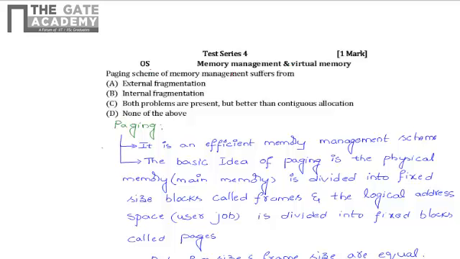Paging scheme of memory management suffers from: option A, external fragmentation; option B, internal fragmentation; option C, both problems are present but better than contiguous allocation; option D, none of the above.